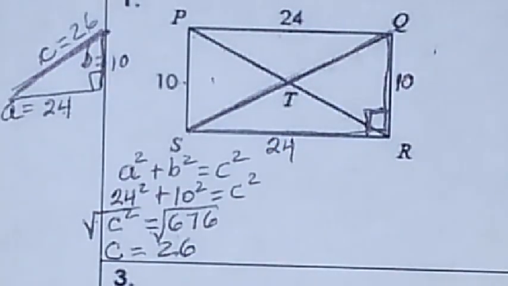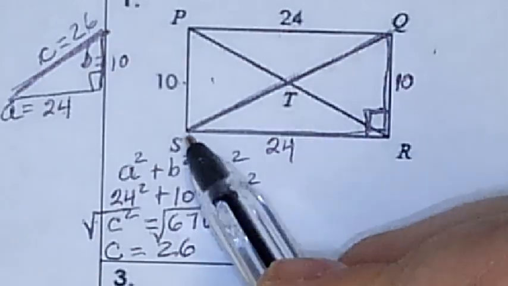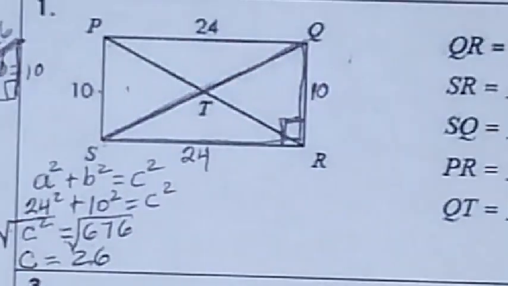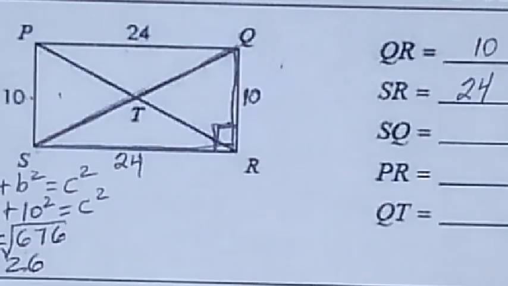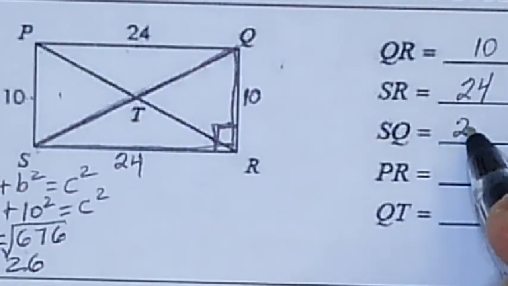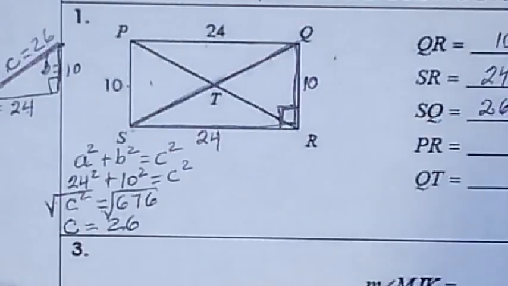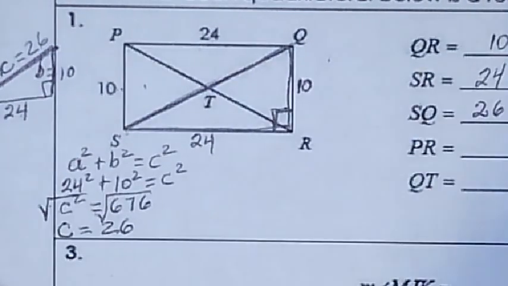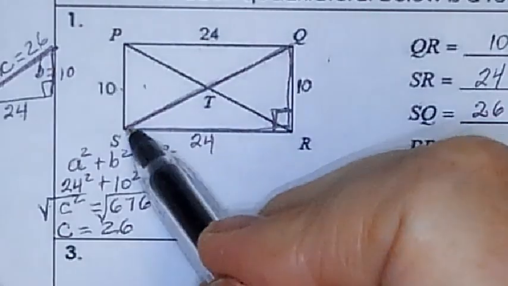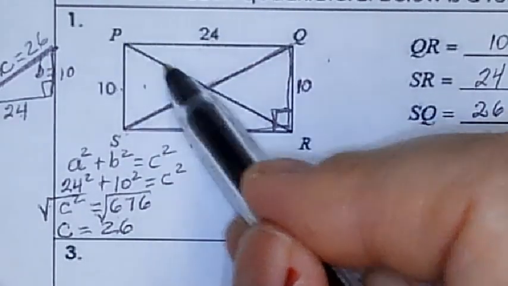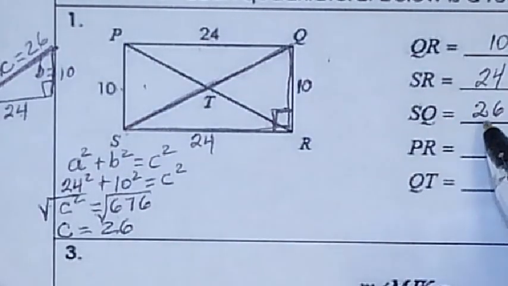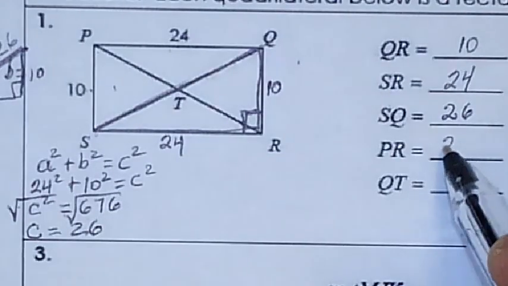So guess what? We just found the distance from S all the way to Q. And I'm going to put that right there. 26. Yay, we're almost home. Okay. Now, also, since it is a rectangle, the two diagonals are congruent. So if we found this diagonal, we surely have PR, which is also what? You guessed it, 26.